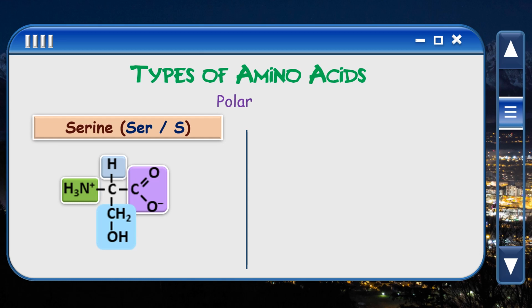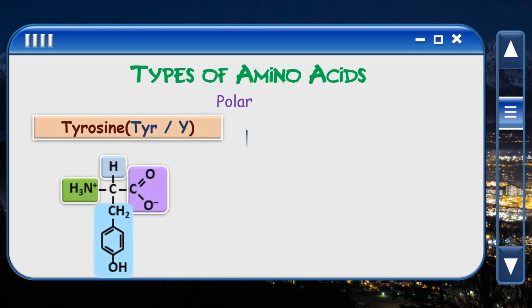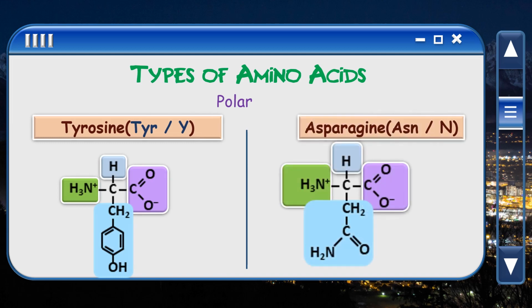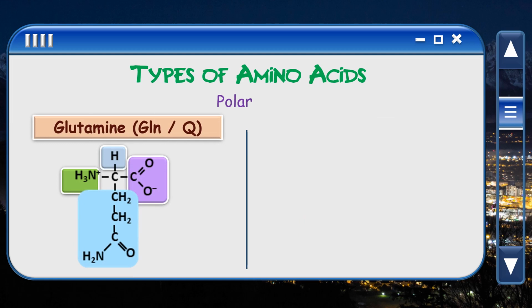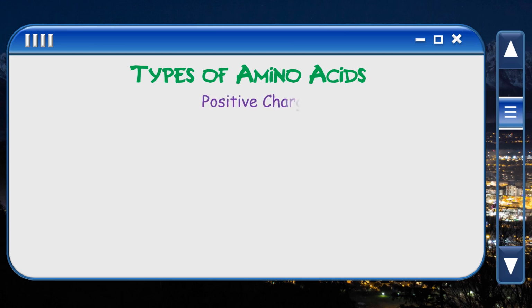Now we have the polar ones: serine, threonine, tyrosine, asparagine, glutamine. All those ones are polar. Those are the types of amino acids.